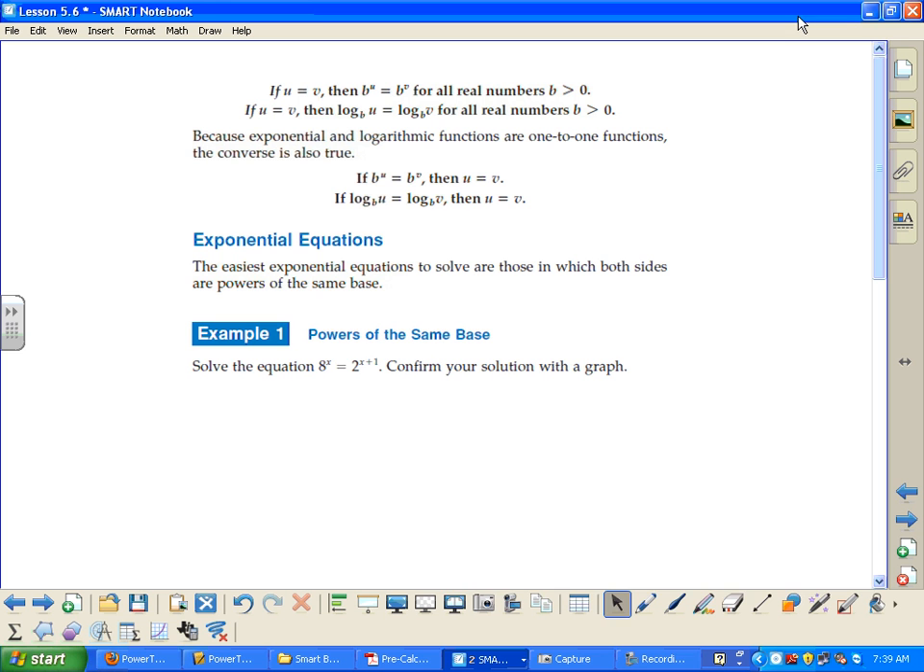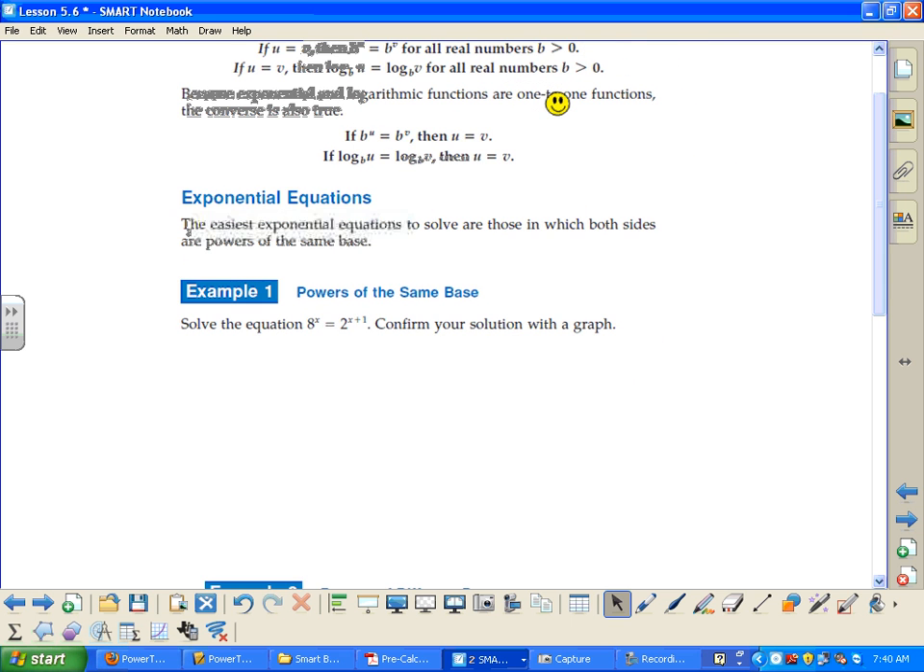First we have a couple of reminders. If u is equal to v, then b raised to the power of u is equal to b raised to the power of v, and that's a true statement because u and v are equal and b has to represent the same number. Also, using logarithms, the same situation is true: if log base b of u is equal to log base b of v, then u and v have to be the same. So it works both ways, and we're going to be using those properties to solve exponential equations today.